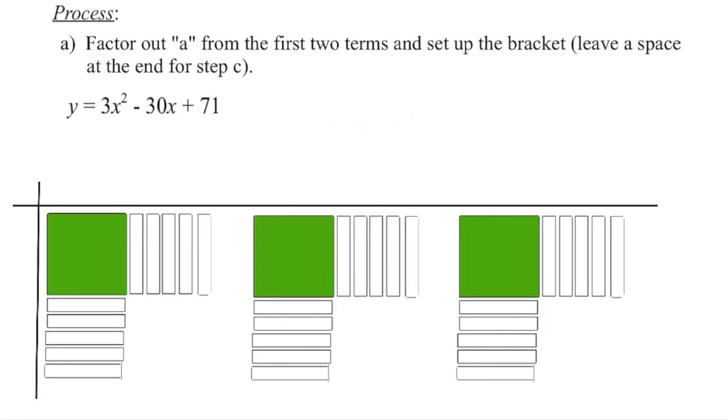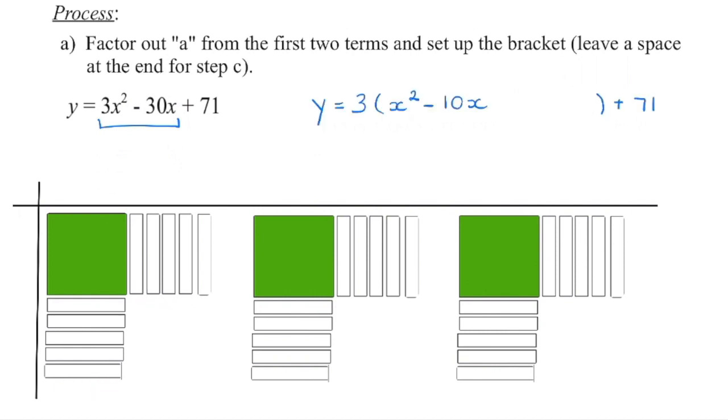So the first thing we're going to do is factor out the a value from the first 2 terms. So that would be the x squared term and the x term. What we're doing basically is we're dividing up 3 different squares. We're taking those negative 30x's and we're dividing them amongst the 3 squares. So each square is going to end up with 10 of the negative x values.